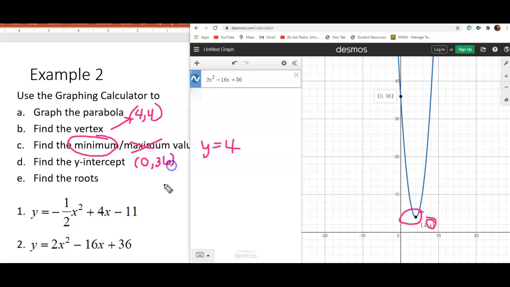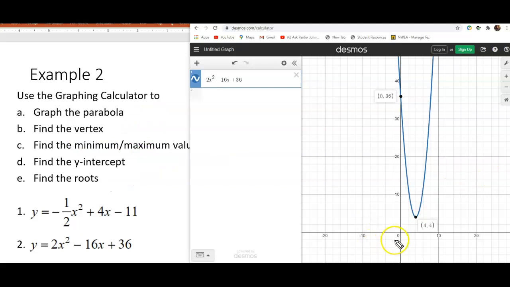36 is the y-intercept. If you guys notice something interesting, on the last problem, our y-intercept was -11. On this one, it's 36. That's usually what's going to be the case when they're in standard form. Okay, last one is we want to find the roots, and once again, there's no solution. Darn it. Oh well. But let me show you guys something here.